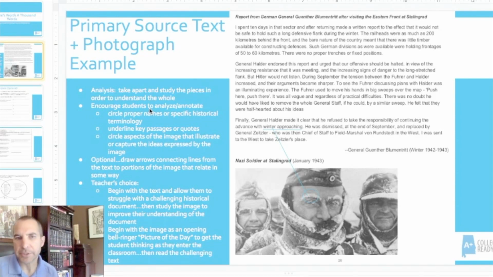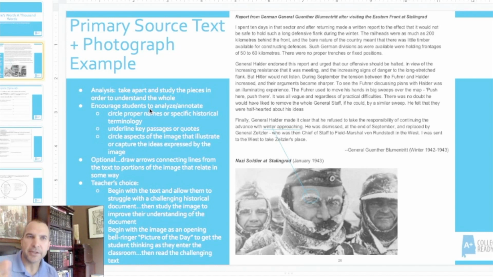Same thing with images. This, by the way, can be a little more difficult because students are so accustomed to just looking at a picture real quick and moving on. Well, to really analyze an image, you've got to look at the foreground, you've got to look at the background, you've got to look for just the tiny details that sometimes we often neglect.